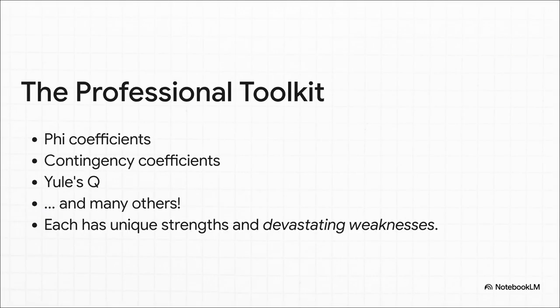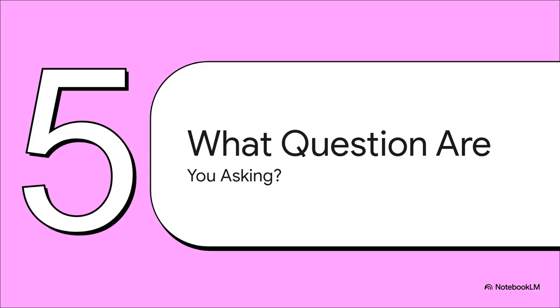And that toolkit is huge. You've got phi coefficients, contingency coefficients, Yule's Q, and a bunch of others. But here's the most critical part. Every single one has a specific job, its own unique strengths, and, this is key, its own hidden traps and devastating weaknesses. If you use the wrong one, you can get a result that looks impressive but is actually just statistical garbage.